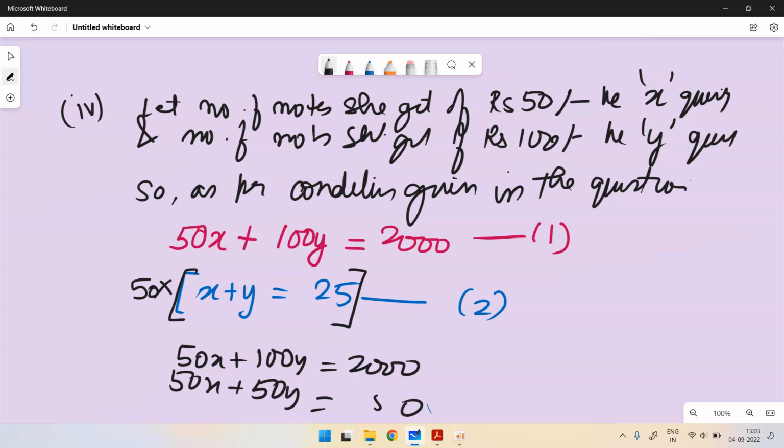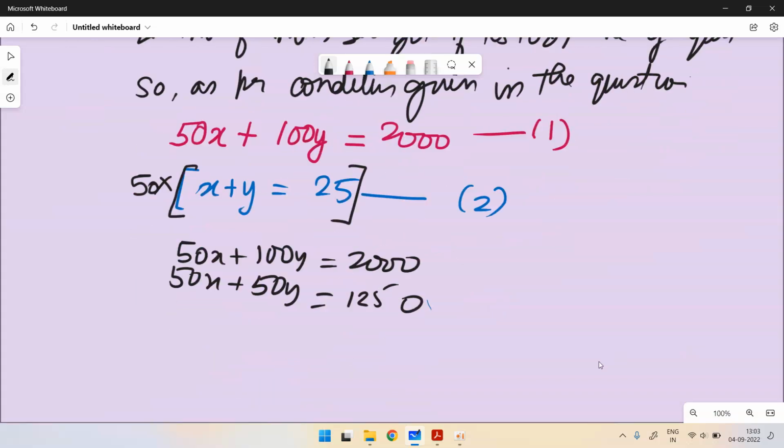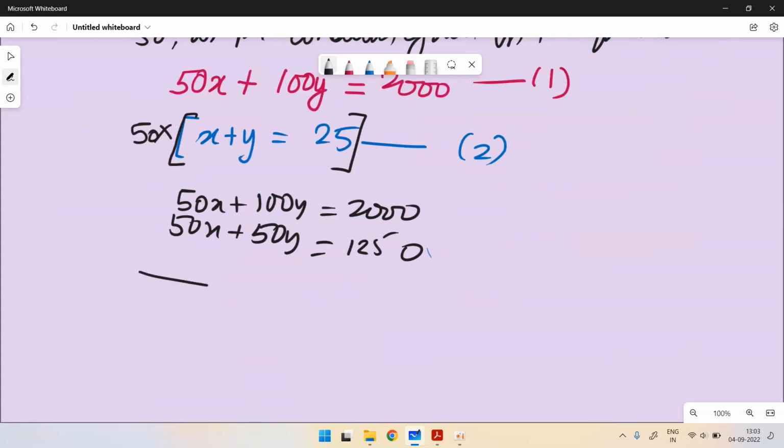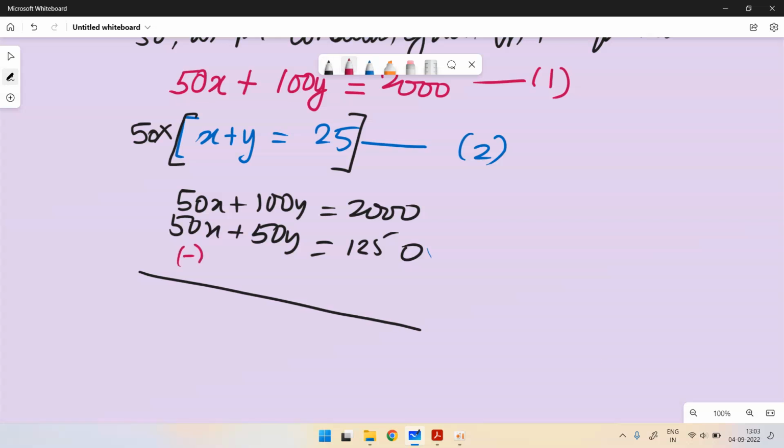What is 25 into 50? 5 into 25 is 125, so it is 1250. Now if you subtract these two, the 50x becomes 0. And 100y minus 50y is 50y, equal to 2000 minus 1250, which is 750.